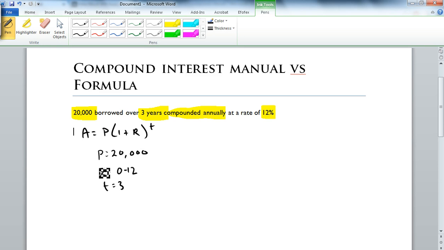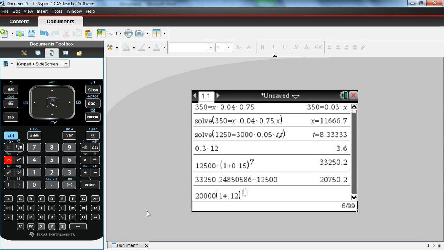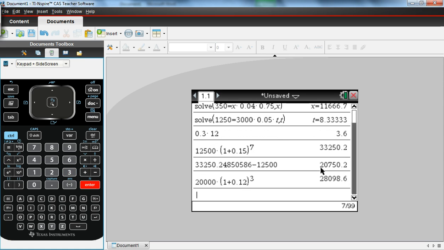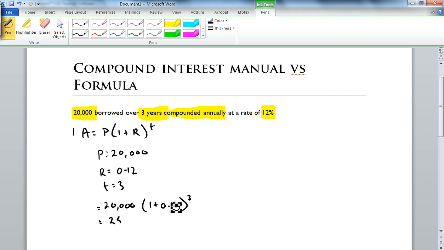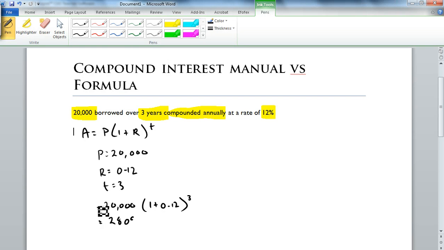So if we put that into our calculator, into the formula, 20,000 times 1 plus 0.12 all to the power of 3, you'll find very quickly that it equals 28,098.99, which is 28,099 to the nearest dollar.